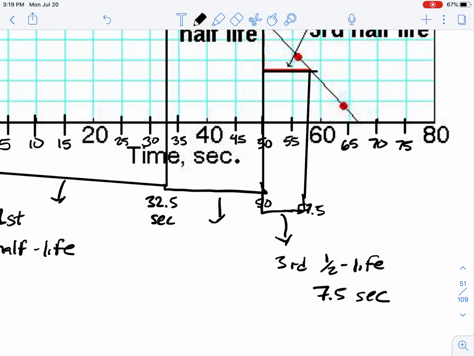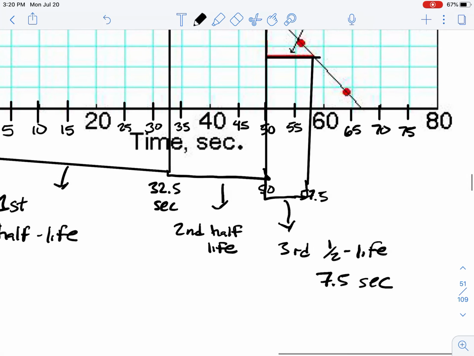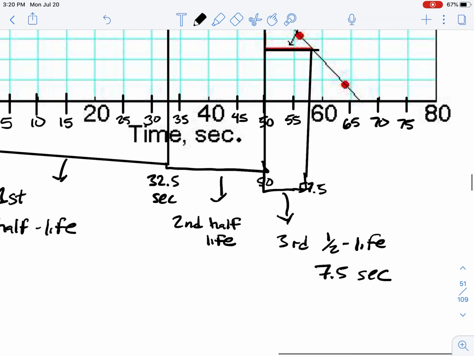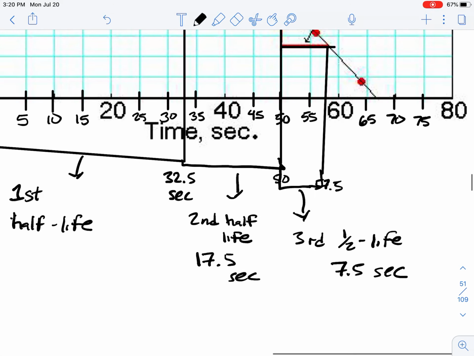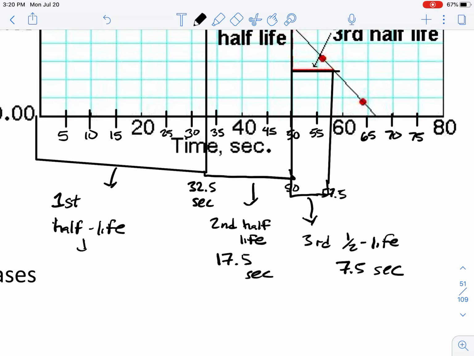And when you look at the second half-life, it's going to take about 17.5 seconds. And the first half-life takes about 32.5 seconds.